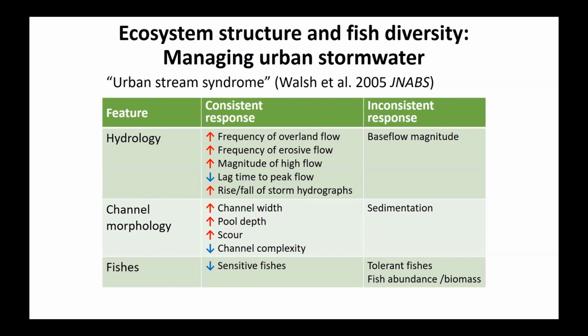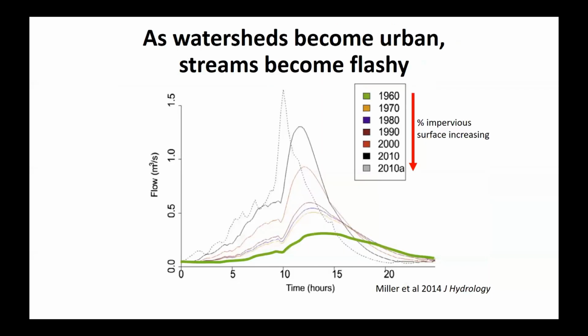This then influences the channel itself, the morphology of the stream bed, increasing channel width, increasing depth, increasing scour, and this then has impacts on the biology that lives in these systems, where we see declines in sensitive species. So what happens as watersheds become urban?